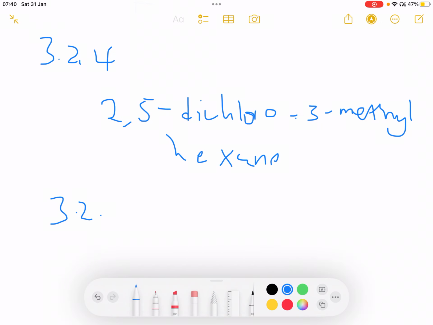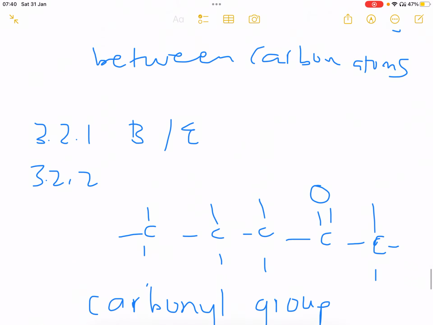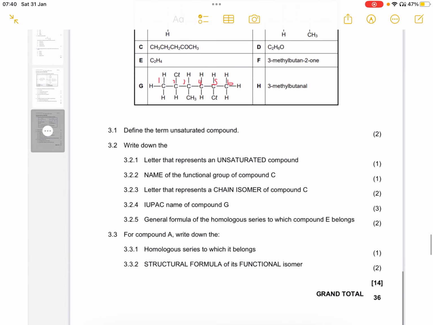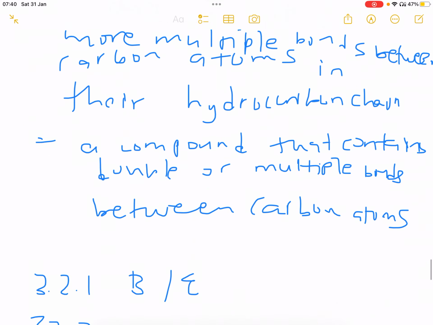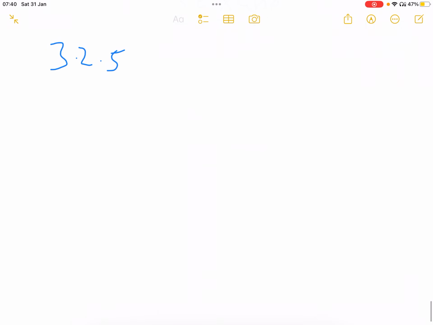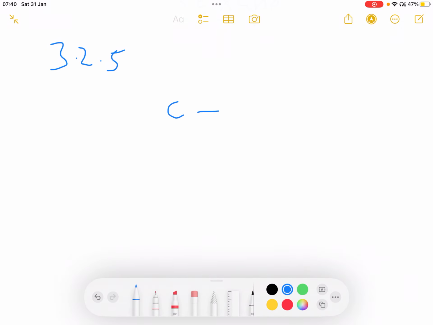Then we go to 3.2.5, general formula of the homologous series where E belongs to. Now we need to draw a skeleton for E. It's C2H4, and that's a double bond. So this is an alkene, so it's CnH2n.